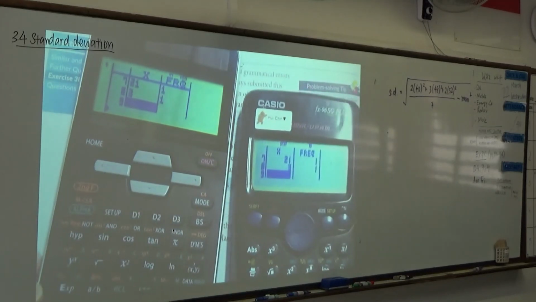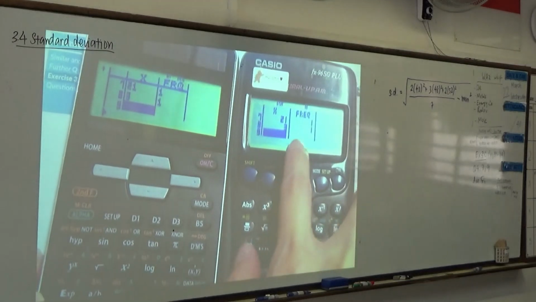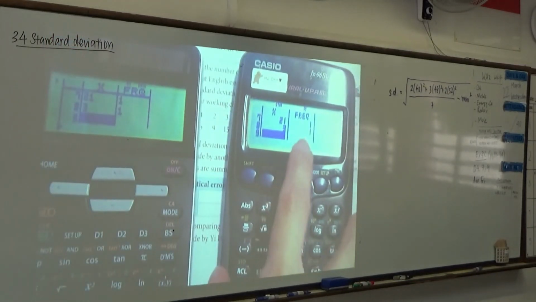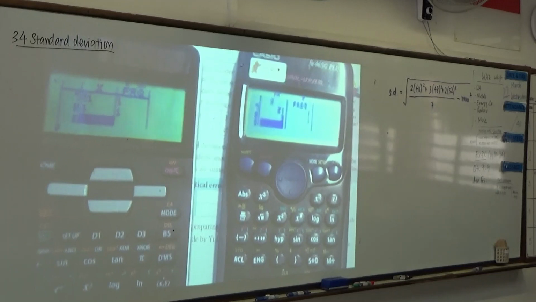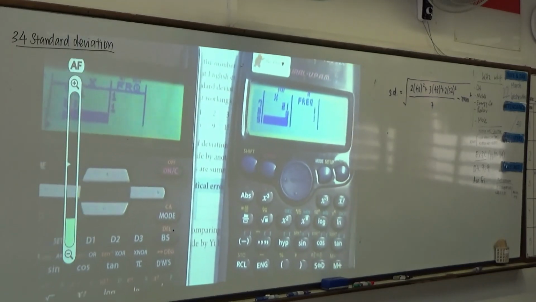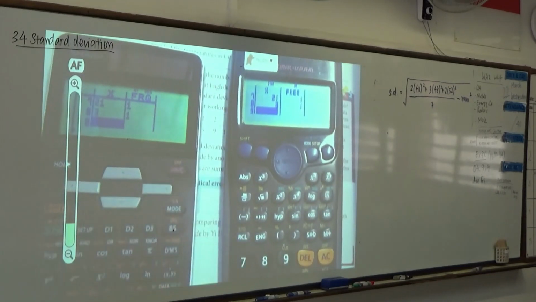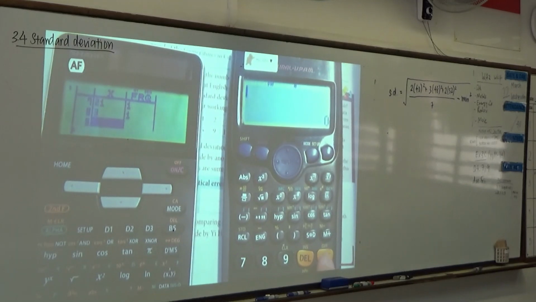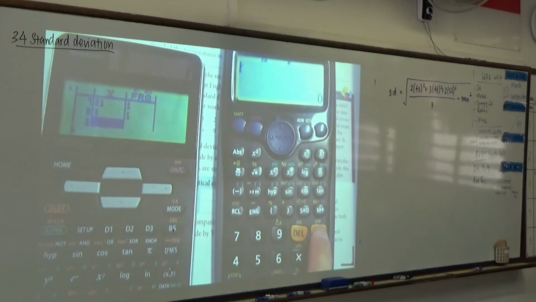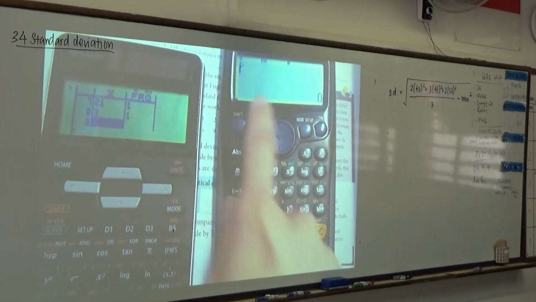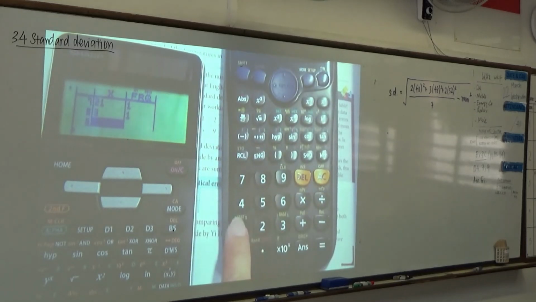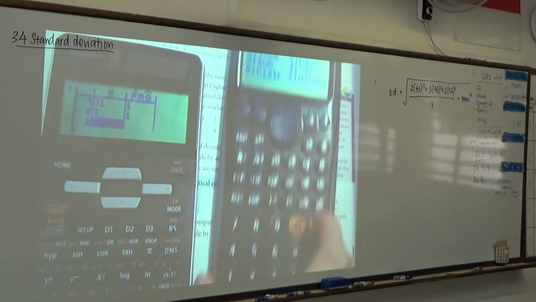Okay, this one, once you reach Casio 1, I zoom out a little. You need to go back to the main screen. You can press the AC button, and then you press Shift. You see that there's a stat sign on top of the number 1 button. So press Shift and then number 1.